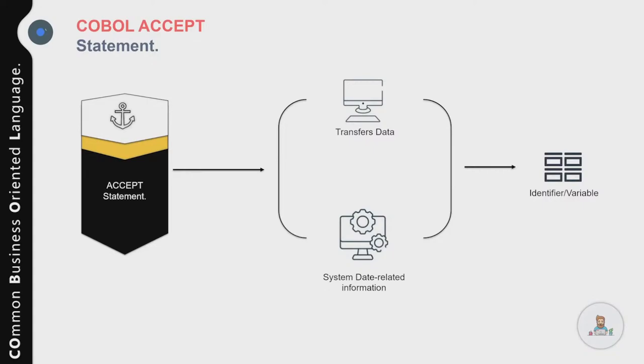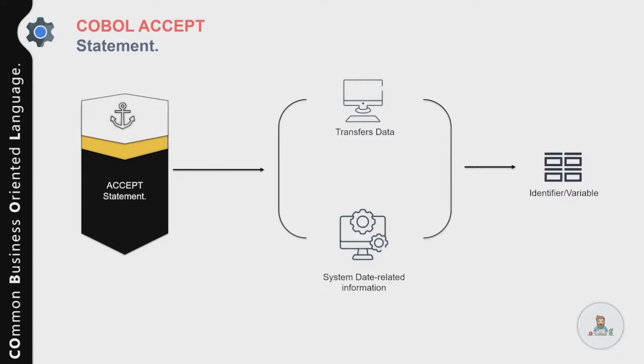So when the accept statement is executed, the computer waits for the user to type an entry on the keyboard and press the enter key. And when the user presses the enter key, the entry is stored in a variable identified on the accept statement, and the cursor moves to the next line on the screen. On an IBM mainframe, the accept statement gets its data from the SYSIN device. As a result, this device must be set to the terminal keyboard if you want your program to work interactively.